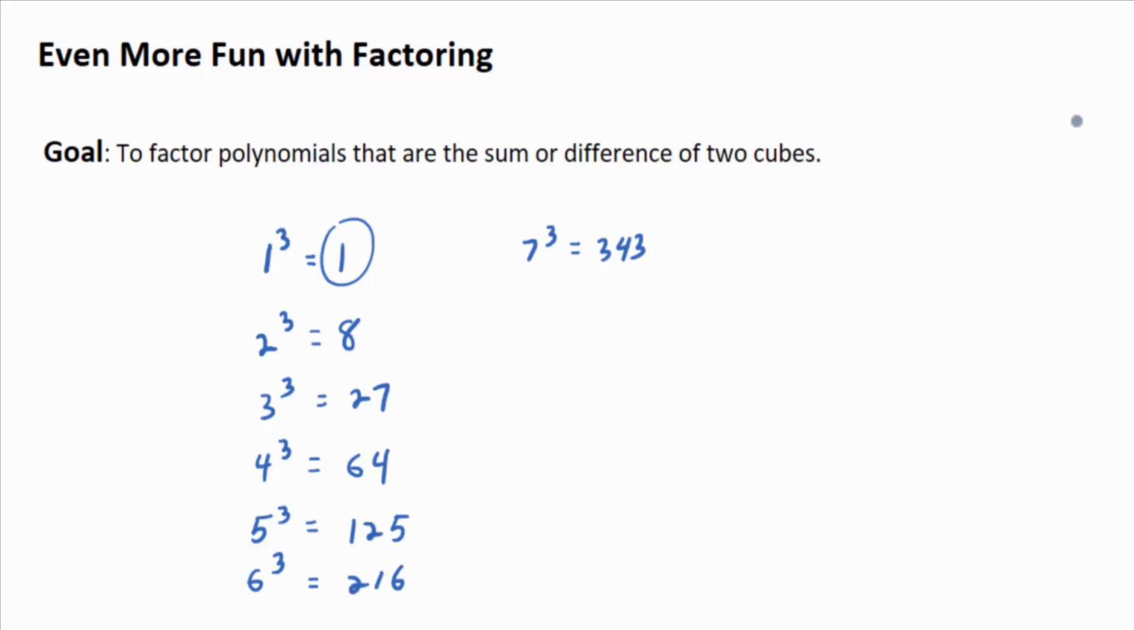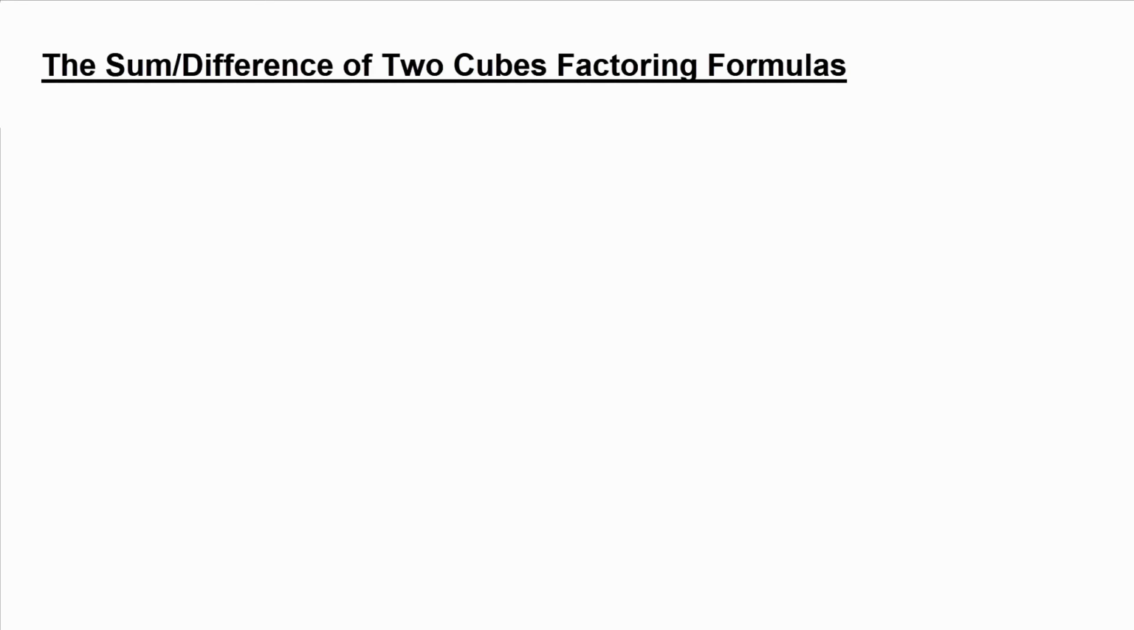So what do I mean when I say the goal is to factor polynomials that are the sum or difference of two cubes? Well, we've got a couple of formulas, just like we had for the difference of two squares formula. We've got a formula for both the sum of two cubes and the difference of two cubes. So it turns out that a cubed plus b cubed factors to be the quantity a plus b times the quantity a squared minus ab plus b squared.